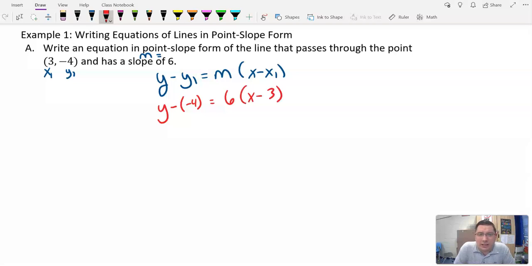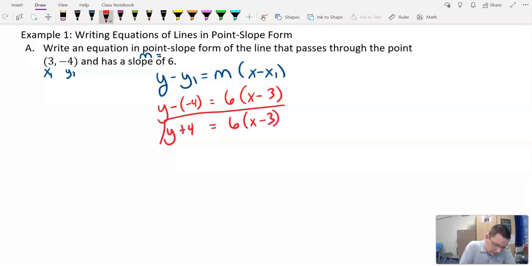And so the double negative on the y side will become positive, so y plus 4. We're not going to distribute because we want to leave it in point slope form. And point slope form keeps the parentheses around that x minus x sub 1 part. And so this is the final answer. y plus 4 is equal to 6 times x minus 3.